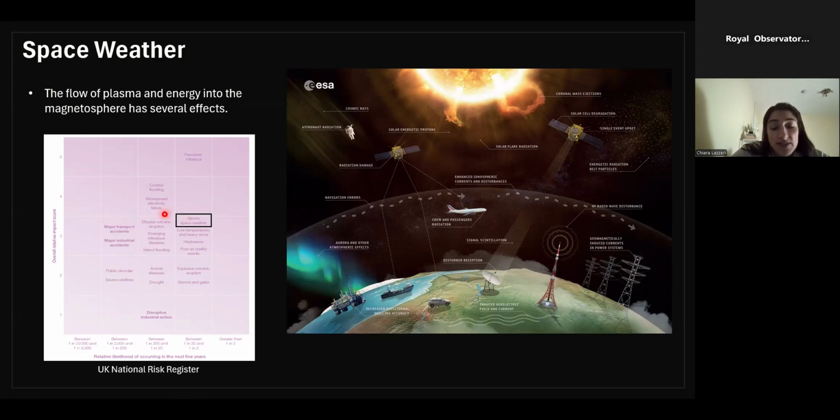But space weather is actually more likely to happen, with a relative likelihood of happening in the next 5 years being between 1 in 20 and 1 in 2, which is the same as heat waves or poor air quality events. So this is another reason why research into magnetospheric physics is so important.